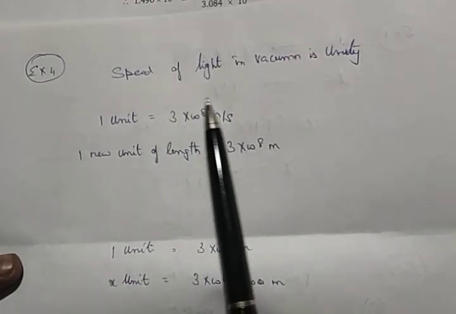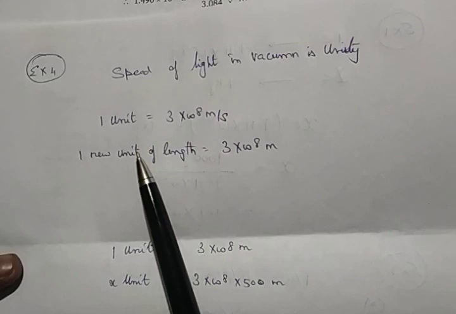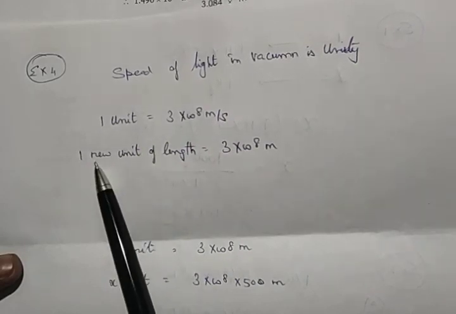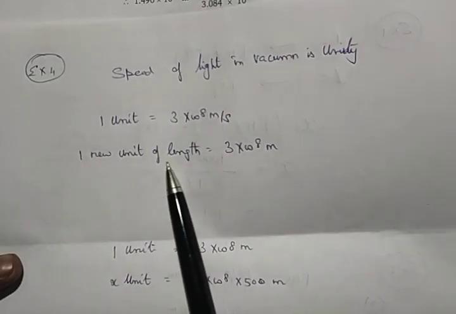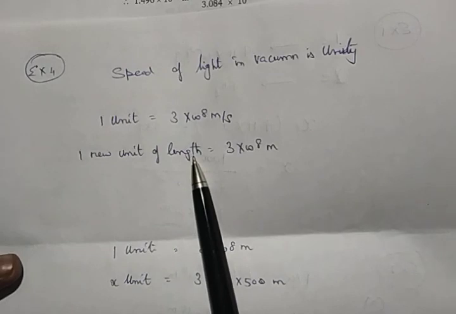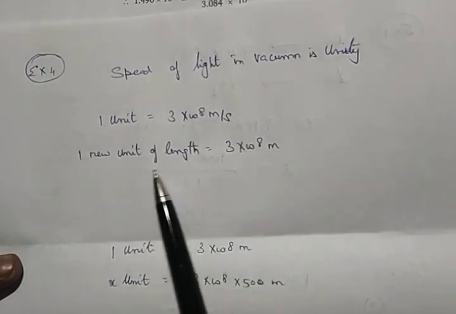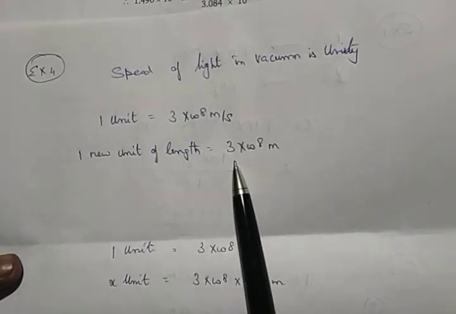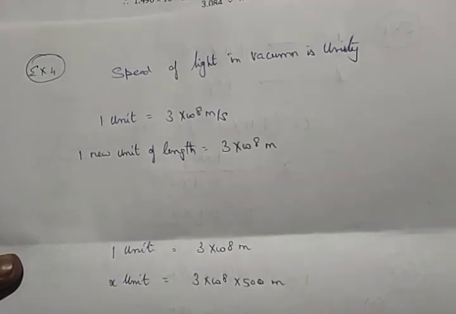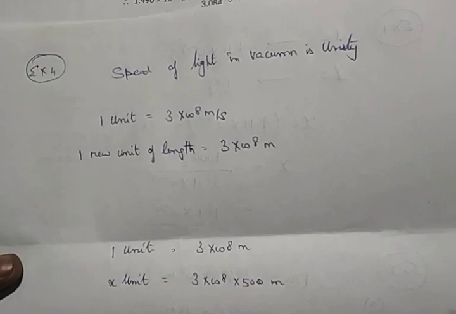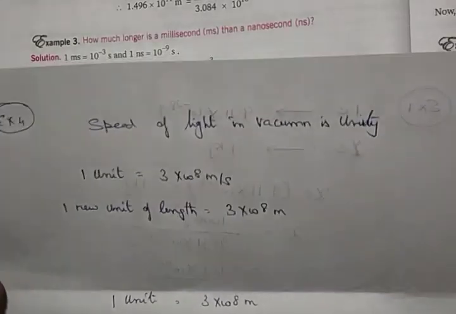So this is the speed. Now what we know is they are asking for the new unit of length. Length means it should be just in meters. So in 1 second, this much distance it travels, so the new unit is going to be equal to having this much as the length. Those are the basic things we need to understand and keep in mind.